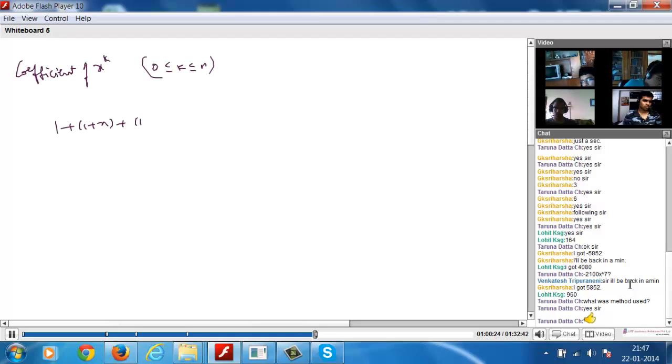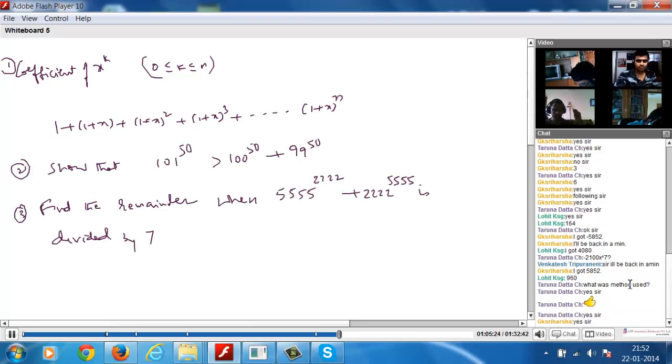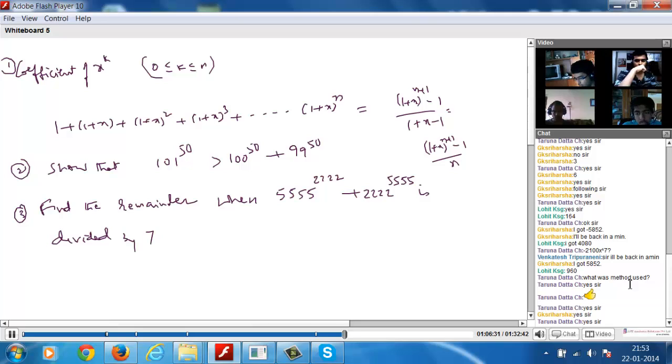Okay. Now tell me what is the coefficient of x to the power of k in the expansion of 1 plus x plus (1 plus x) whole square plus (1 plus x) whole cube up to (1 plus x) whole to the power n. What is the answer for the first question? What happened? This is again a GP. (1 plus x) to the power n plus 1 minus 1, divided by 1 plus x minus 1, that is, ((1 plus x) to the power n plus 1 minus 1) divided by x.